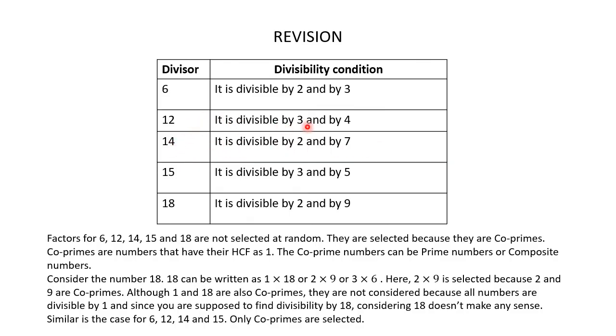3 and 4 are coprimes. So they are considered for divisibility of 12. Similarly, 2 and 3 are coprimes. So they are considered for divisibility for 6. Hope you have understood this concept.